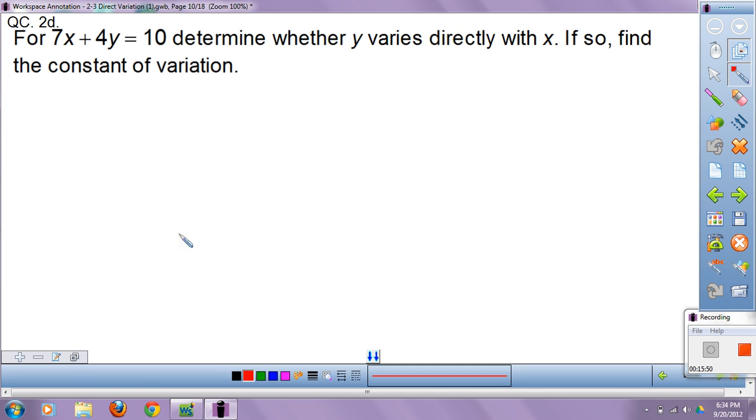Great. Let's move on. In fact, let's skip this one. You should see, because of this 10, that it's not going to be a direct variation. We can't have any other numbers besides the number being multiplied by x.